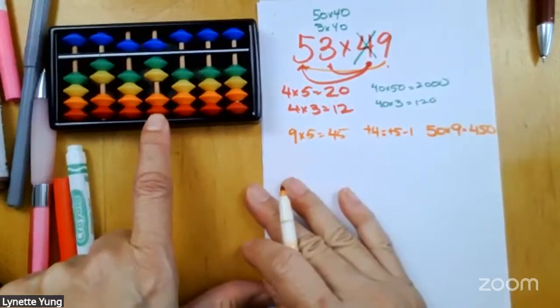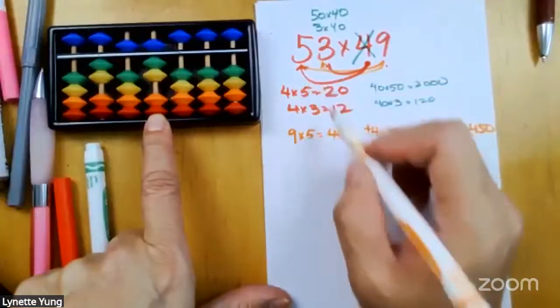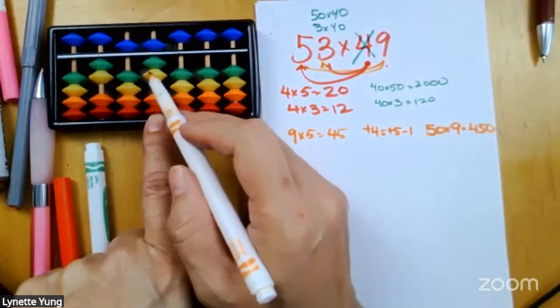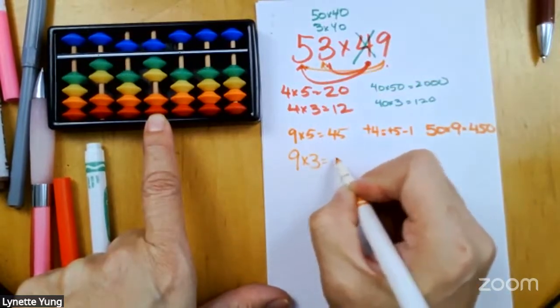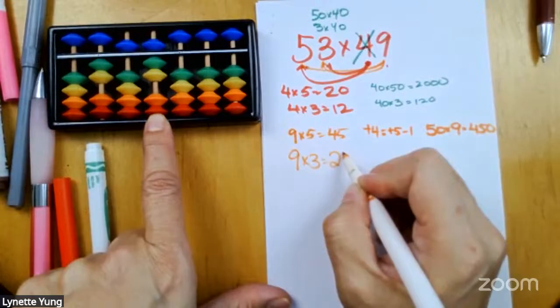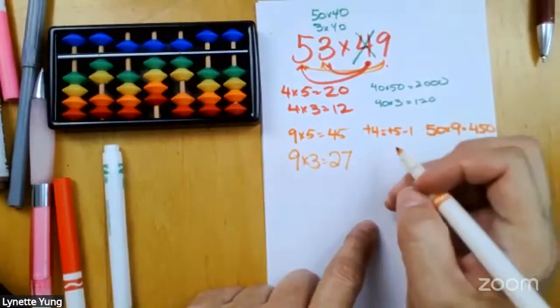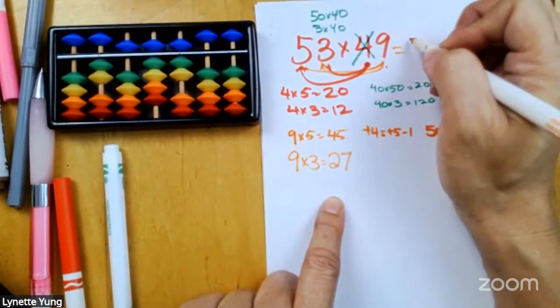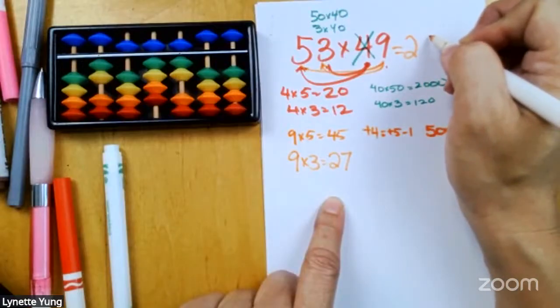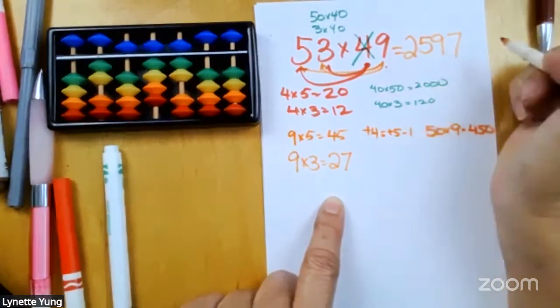Then we count again 1, 2. No, we don't need to. We're already at 45. So we do 9 times 3. 27. And we go 2 and then we go 7. That's it. So your answer becomes 2,597. Oh, 2,597. Yep.